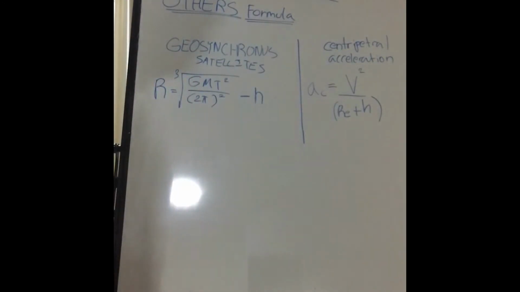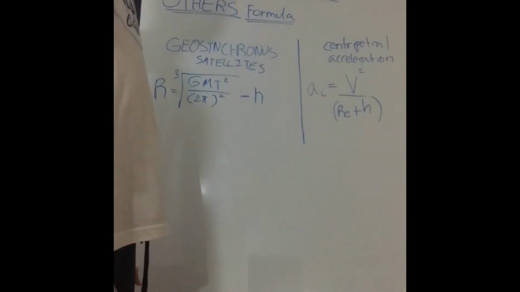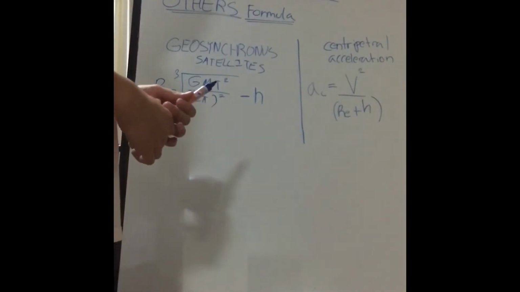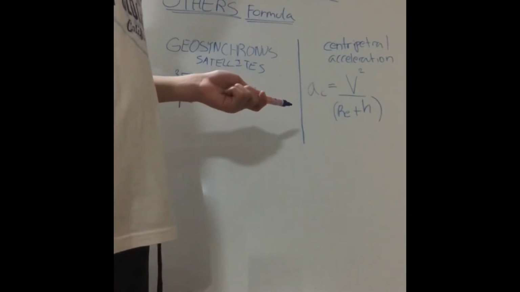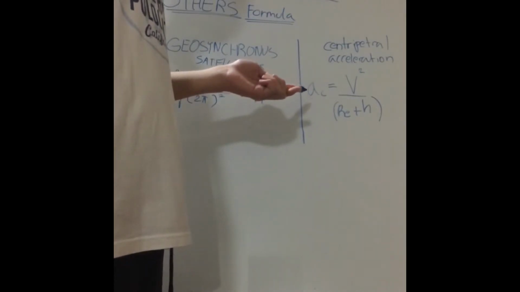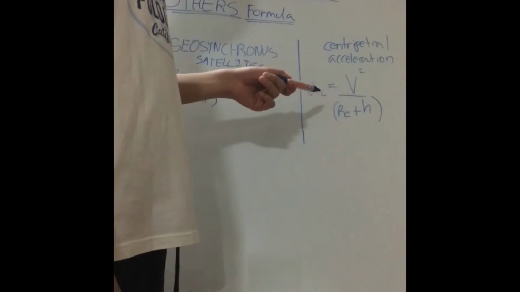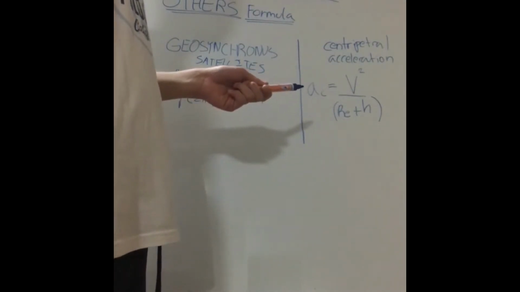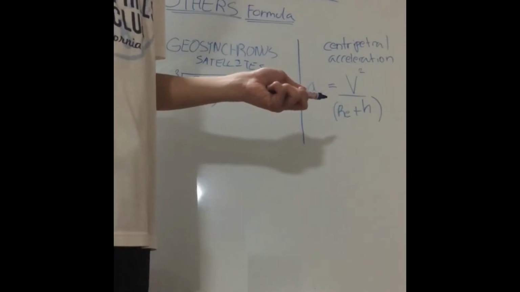And for the second and last one, if centripetal acceleration occurs, we can use this. It's defined that the acceleration is equal to the velocity squared divided by the radius plus its height.